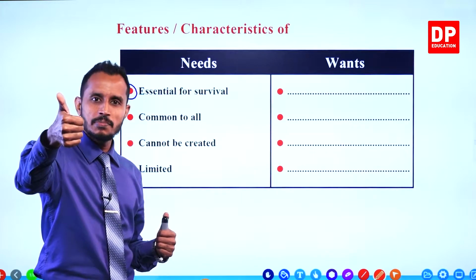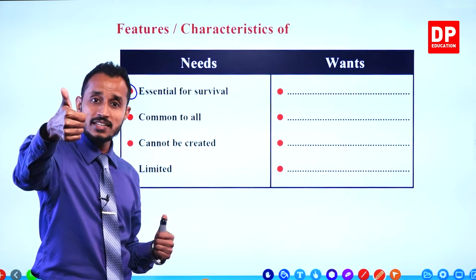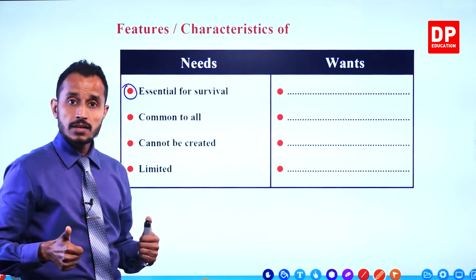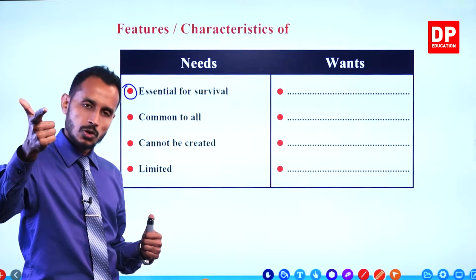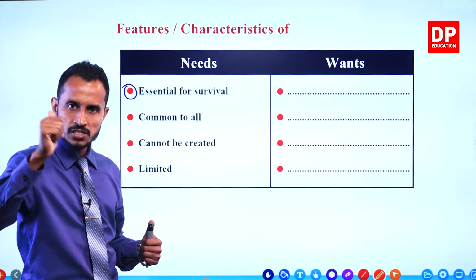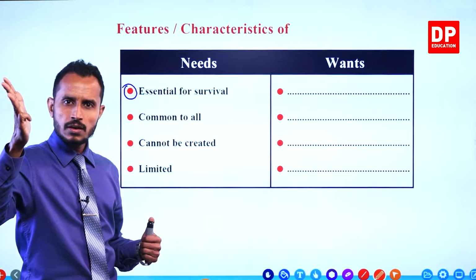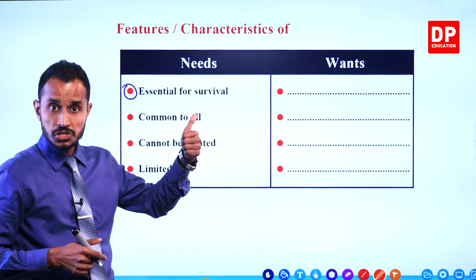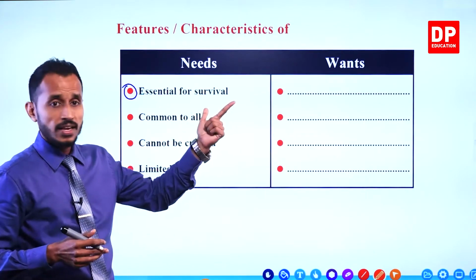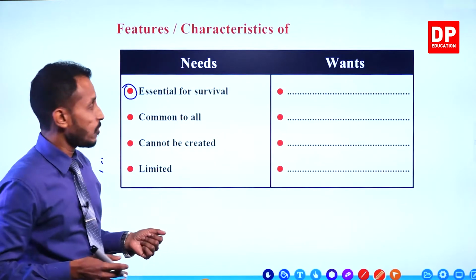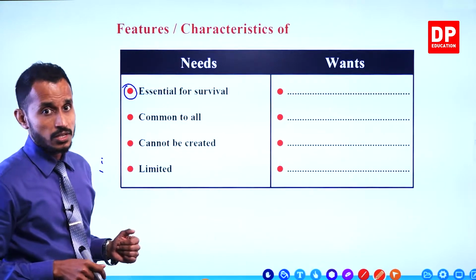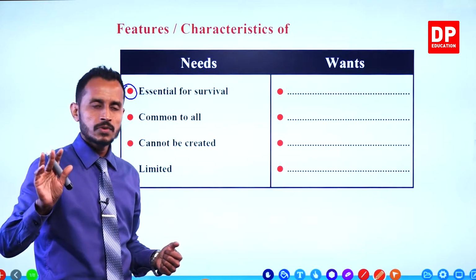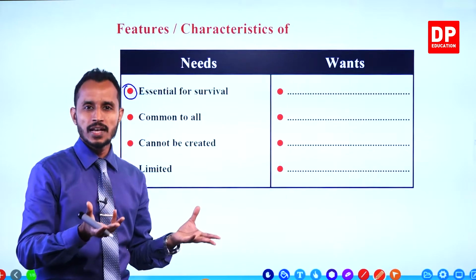Yes, basic needs. First basic need, food and water. Good. Then we have clothing. Yes, correct. Then we have shelter. Then we have health, security, education, communication and transportation, and so on and so forth. Those are the basic needs, and they are essential for survival. Must have, otherwise we can't survive. Simple as that.